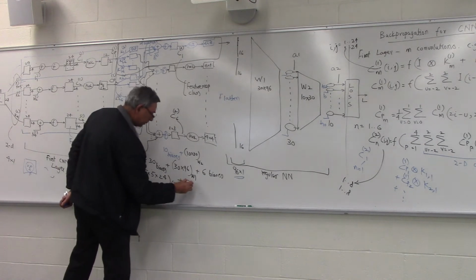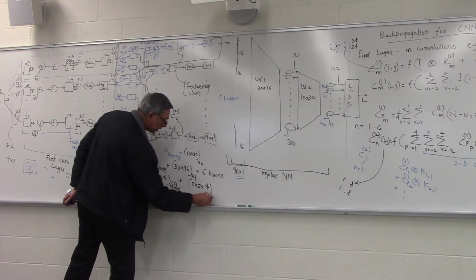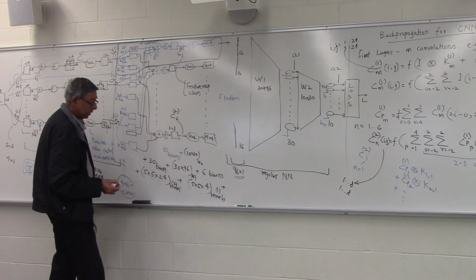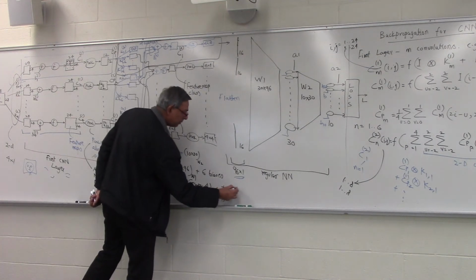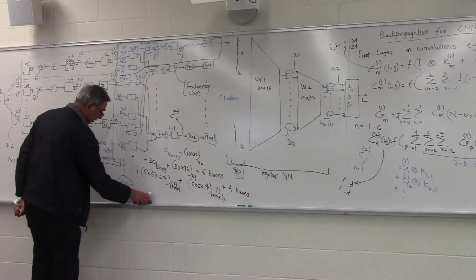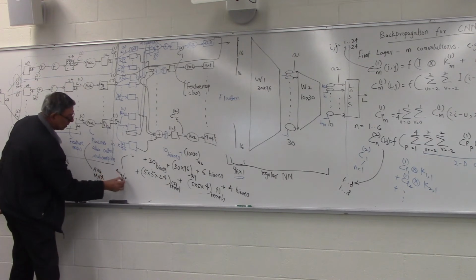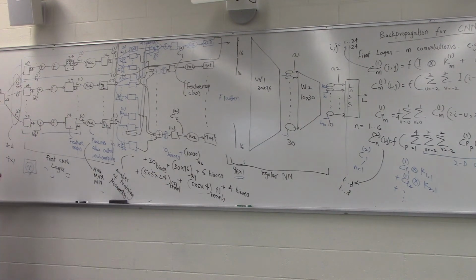Then we will have 5 by 5 times 4, because we have 4 kernels in the first layer. Plus, how many biases in the first layer? 4 biases. So that is the number of parameters that our system will be learning, or those are the parameters we have to optimize via training.